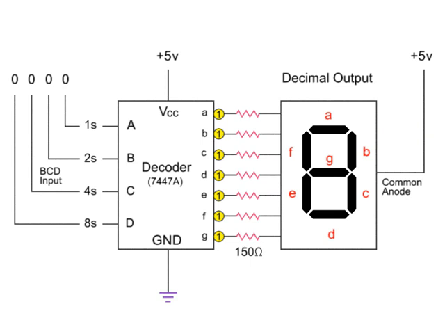Thus, when a certain binary code is applied to the decoder, the corresponding outputs will go low, thus allowing current to flow through to the LED segments necessary to display a particular number.